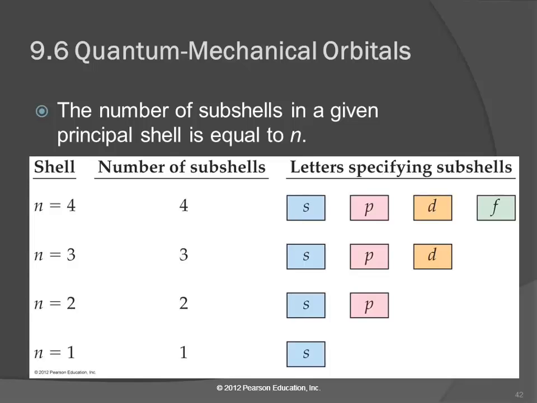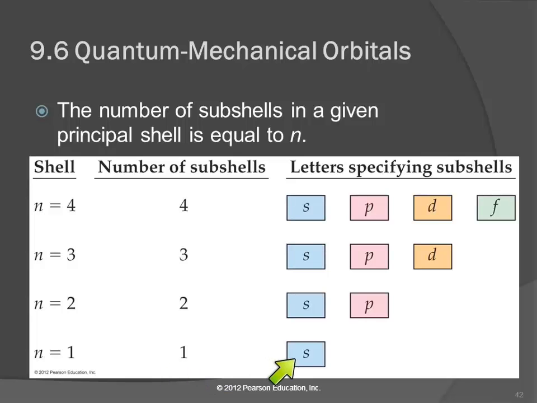So there's a pattern going on here. In the first shell, the principal energy level, n equals 1, there's 1 subshell. In n equals 2, there's 2 subshells. In n equals 3, there's 3 subshells. Guess how many subshells in energy level 5? 5 subshells. Okay.